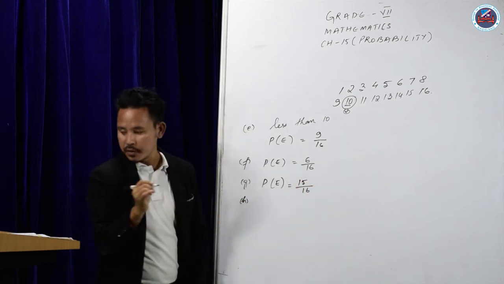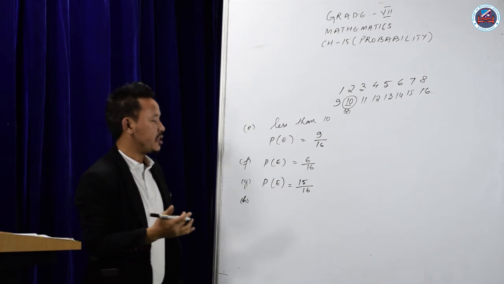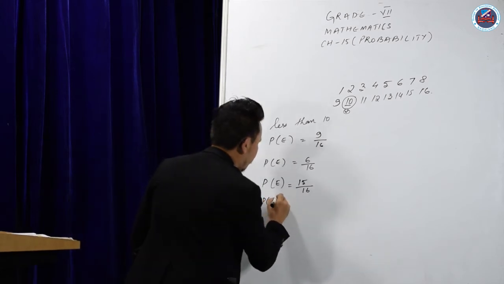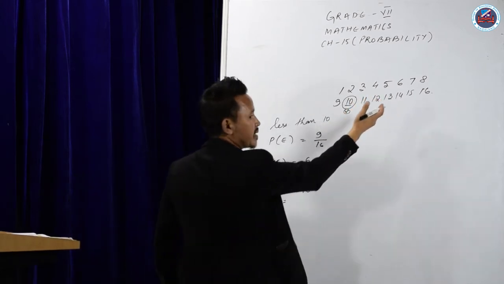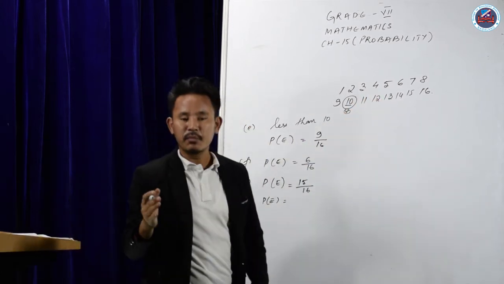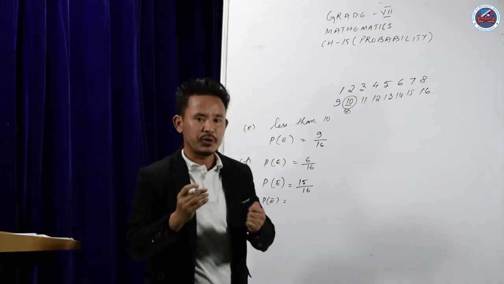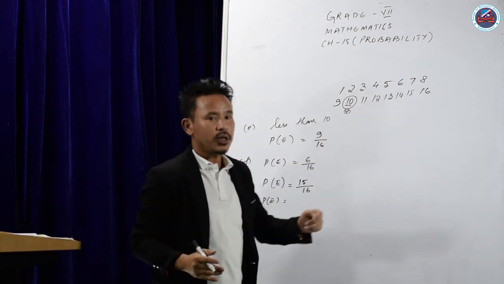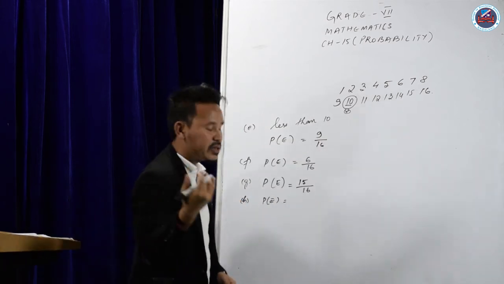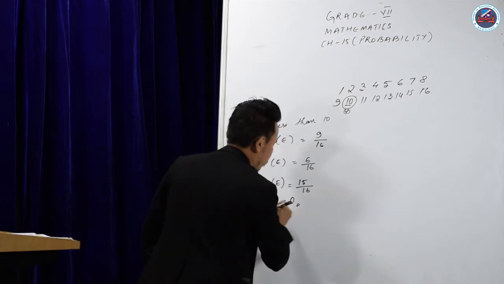Number H, more than 20. So the probability of the event more than 20, since we have numbers only up to 16. We do not have numbers of 20 or more, and we don't have numbers more than 16. So the probability is definitely nil, that is 0.